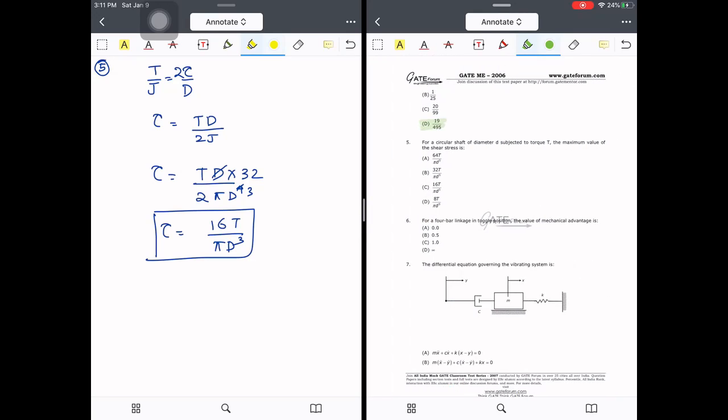Question number 5. The answer to the previous one is 19 by 495.